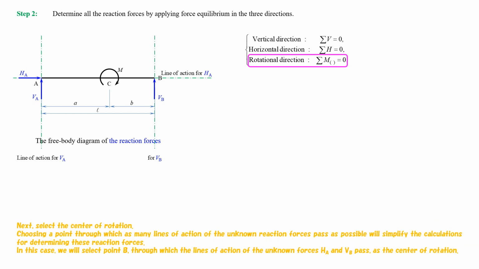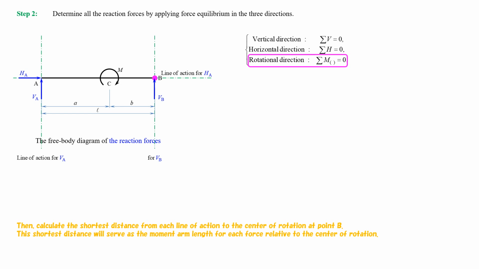Next, select the center of rotation. Choosing a point through which as many lines of action of the unknown reaction forces pass as possible will simplify the calculations for determining these reaction forces. In this case, we will select point B, through which the lines of action of the unknown forces HA and VB pass, as the center of rotation.